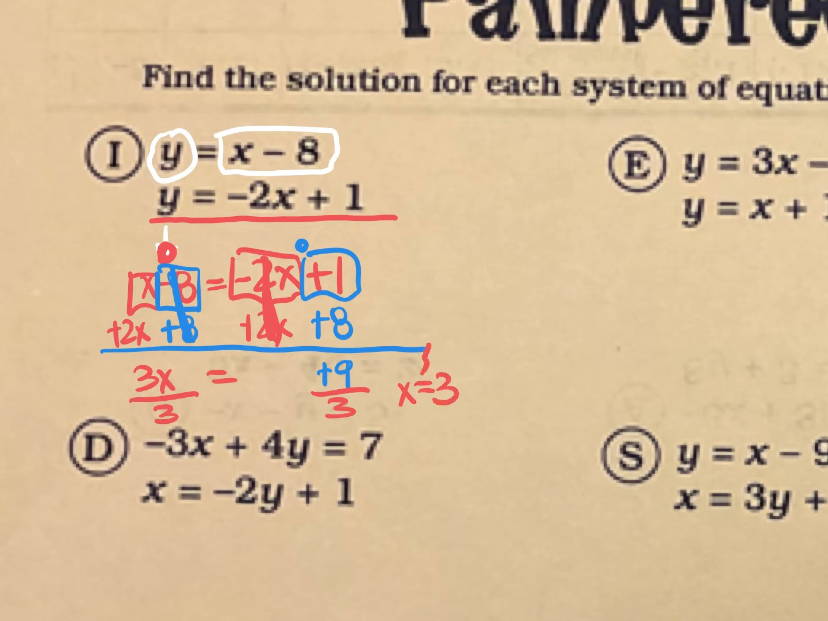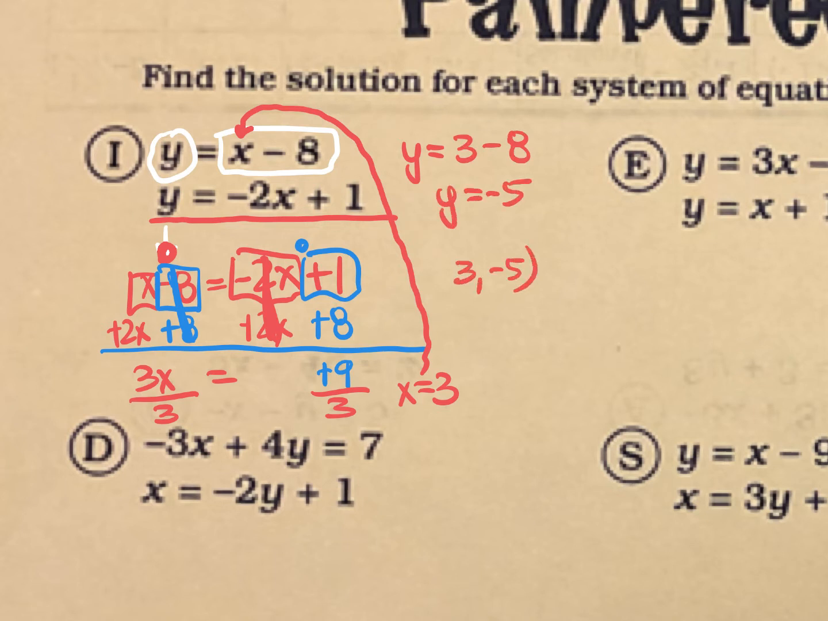I'm going to use this information back at the top and plug in x equals 3 right there. So y equals 3 minus 8. Y equals negative 5. So my answer is 3 comma negative 5. And that is the answer.